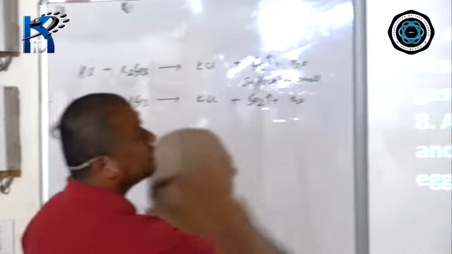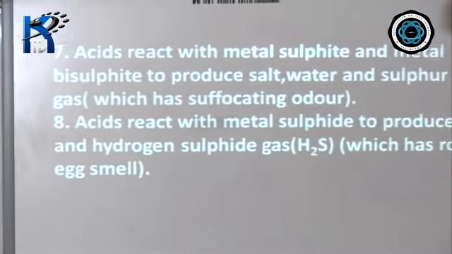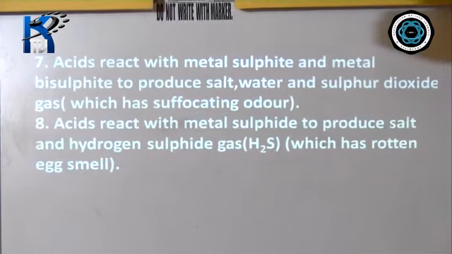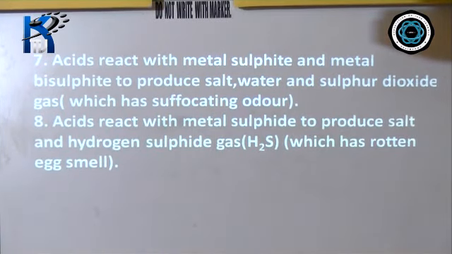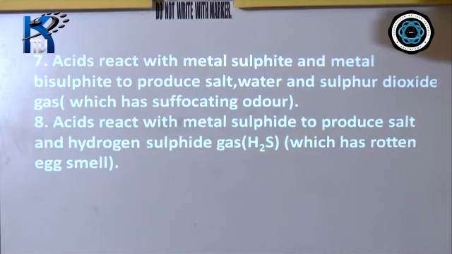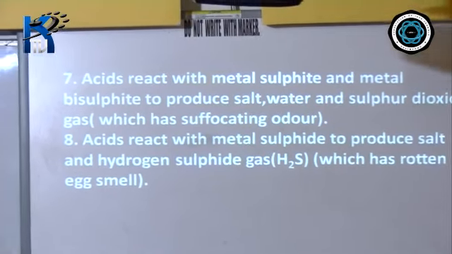Now we go to property number 8. Acid reacts with metal sulfide to produce salt and hydrogen sulfide gas. The formula of hydrogen sulfide gas is H2S. And this gas has rotten egg smell. Now I am going to explain you property number 8 of acid.